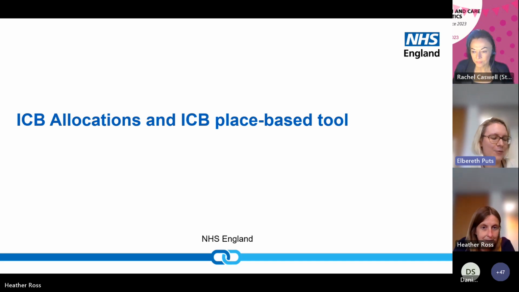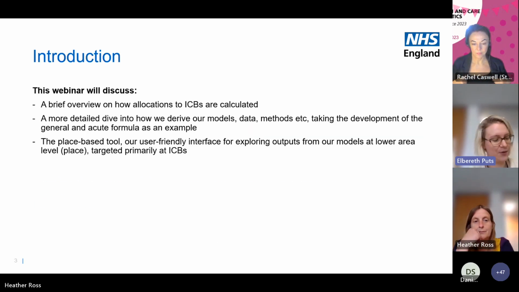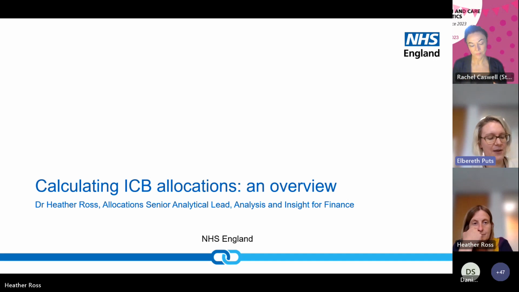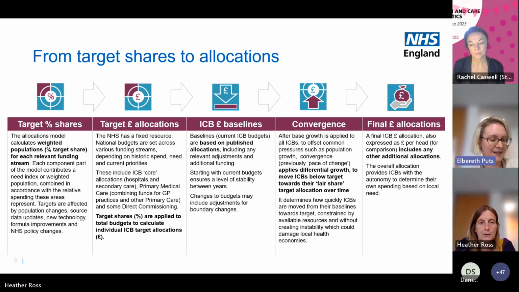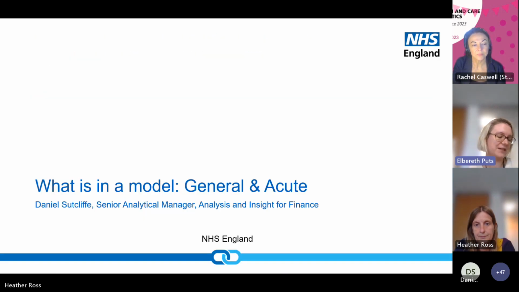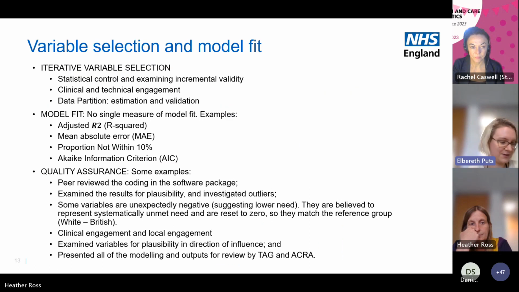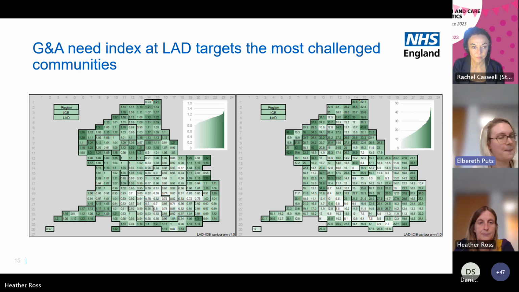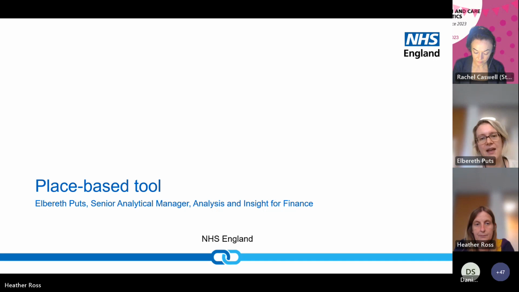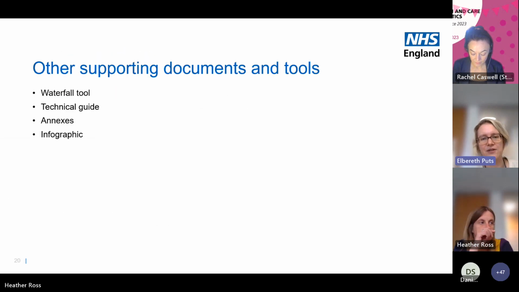So we also have a waterfall tool, which is basically a dashboard in Excel with waterfall graphs. And what that tool does is provide insight into the drivers of change from allocation to allocation for specific ICBs. And such drivers could be, for example, financial policy adjustments, baseline adjustments, or demographic factors.